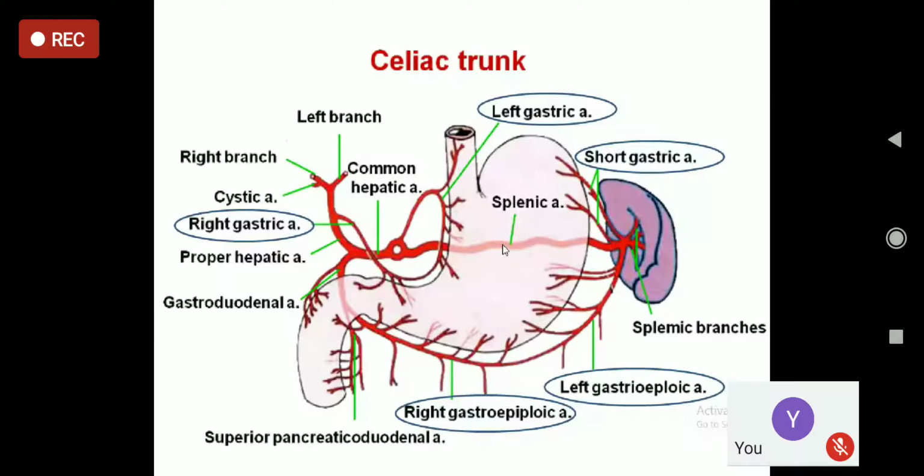This arterial supply, venous drainage, and lymphatic drainage of the stomach are very important for you, both from the clinical aspect as well as the theoretical aspect. In examinations, these questions are most frequently asked if you go through your past questions. So remember five arteries: right gastric, left gastric, right gastroepiploic, left gastroepiploic, and the short gastric arteries, which are direct and indirect branches of the celiac trunk and supply the stomach as a whole. Clear? Yes, ma'am. Then we'll go for the venous drainage.